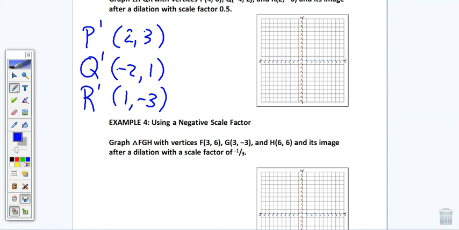Yes. Do they look like they're a different size? Yeah. So we would say the two triangles are not congruent, but similar. Okay, that's what we're doing here.